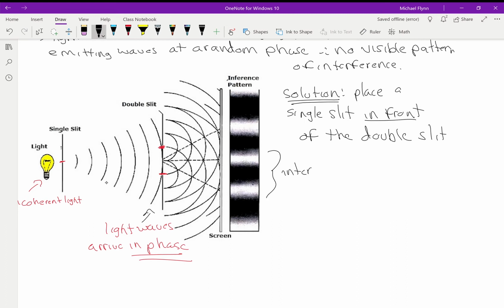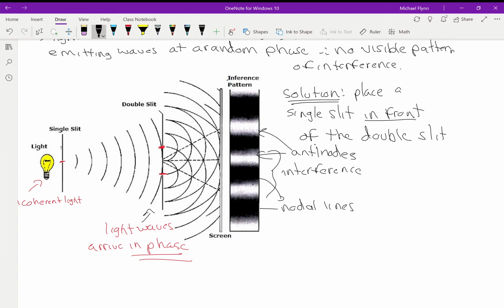You don't just get two bands, but many. Here's your interference pattern. These dark ones are nodes, and here are the antinodes, like that. So you get bright and dark spots, not just two, many.